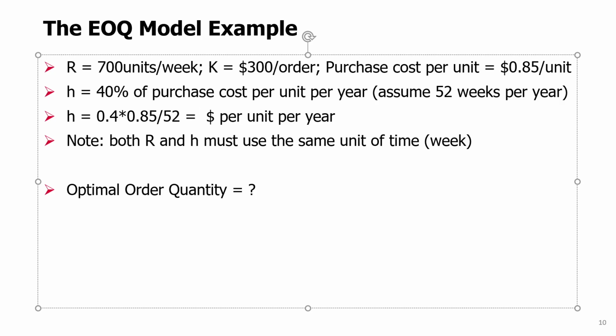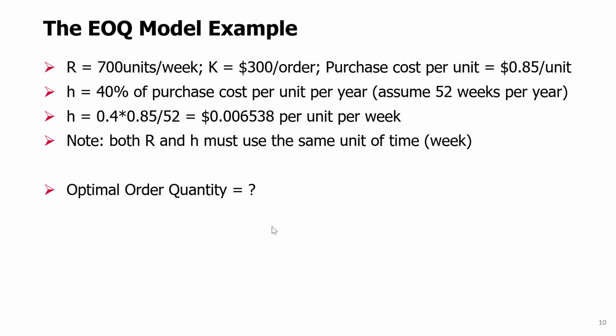So if I do the calculation, this is going to be 0.006538 dollars per unit per week now. Again, remember R and H must use the same time unit. In this case, I used the week.